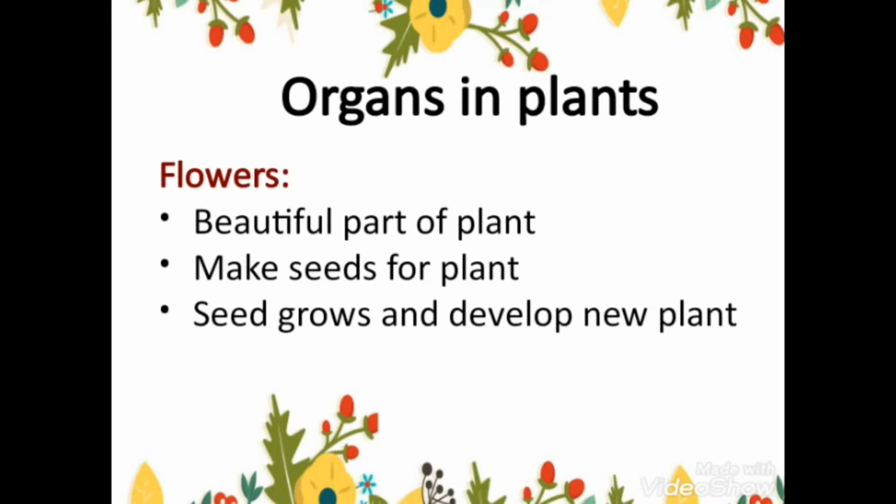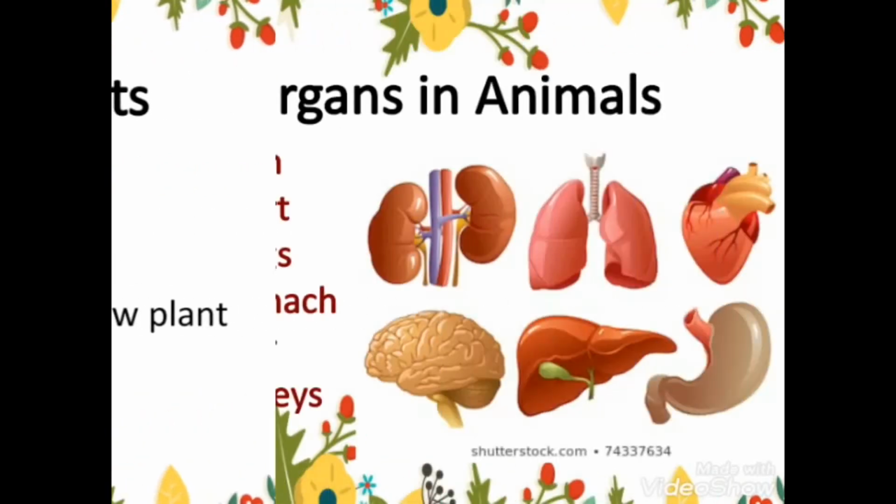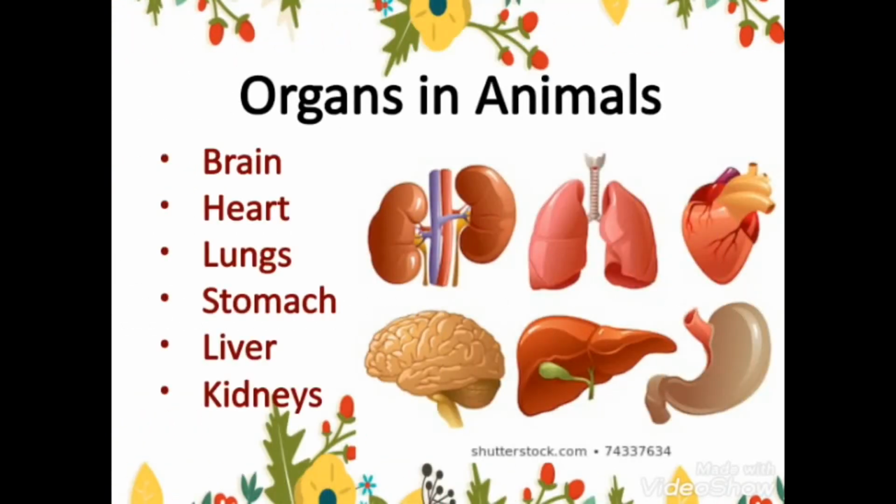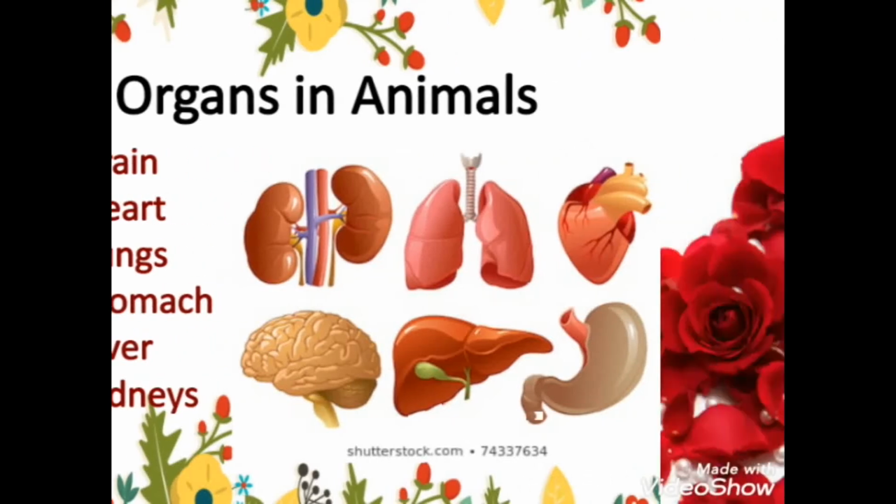Next are the flowers. Flowers are the beautifully colored part of the plant which makes seeds for the plant. The seed grows and develops into a new plant. Flowers are in different colors. Next are organs in animals. Organs in animals are brain, heart, lungs, stomach, liver, and kidney.